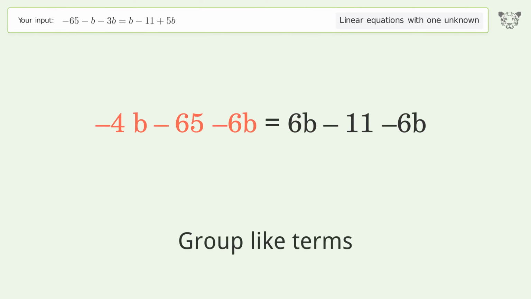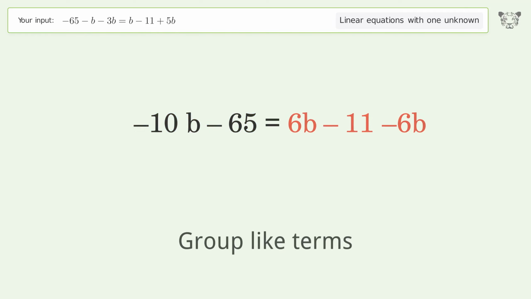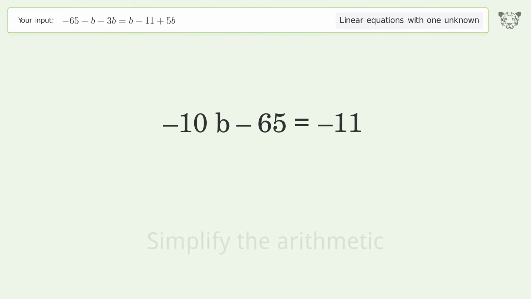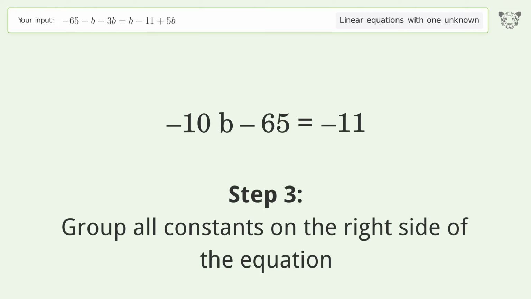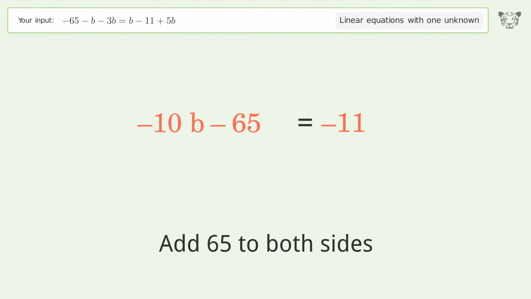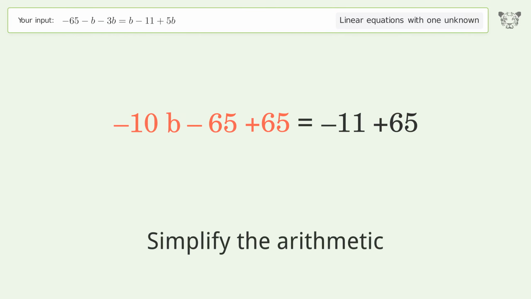Group like terms. Simplify the arithmetic. Group like terms. Simplify the arithmetic. Group all constants on the right side of the equation. Add 65 to both sides. Simplify the arithmetic.